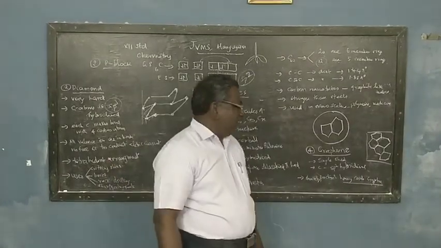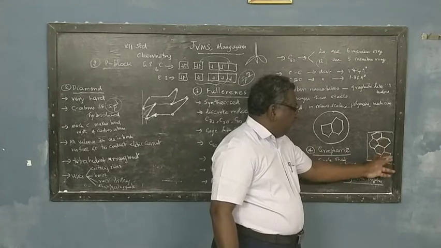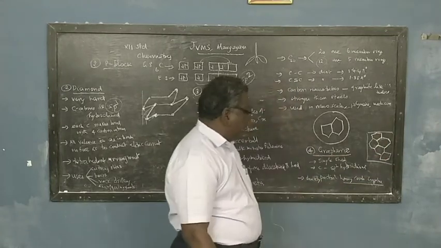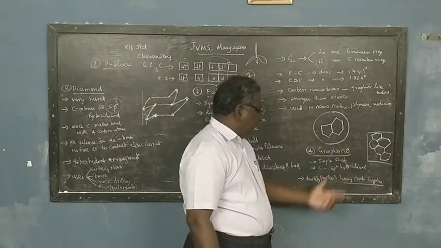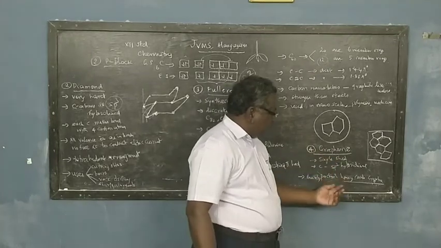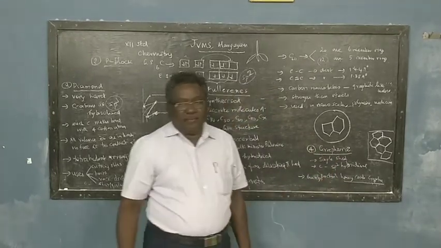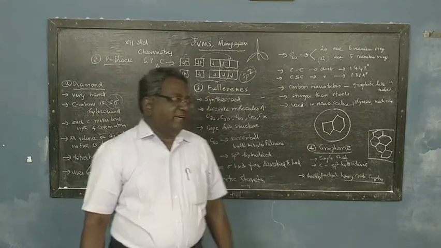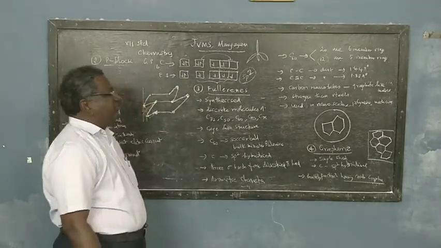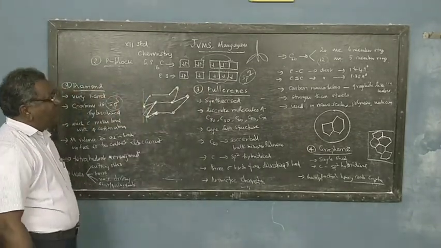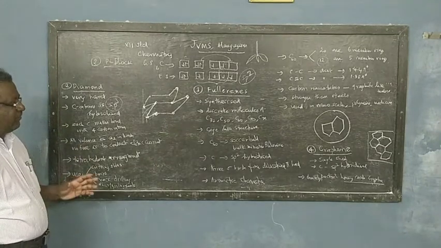In that way, here the hexagonal rings will be closely packed and placed in the graphene structure, and this is also used in making a number of industrial applications. So these are the 4 allotropic forms.